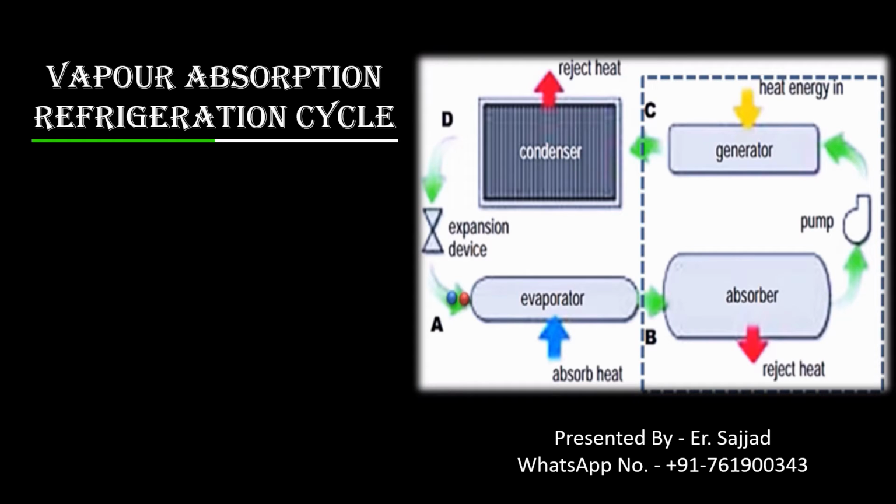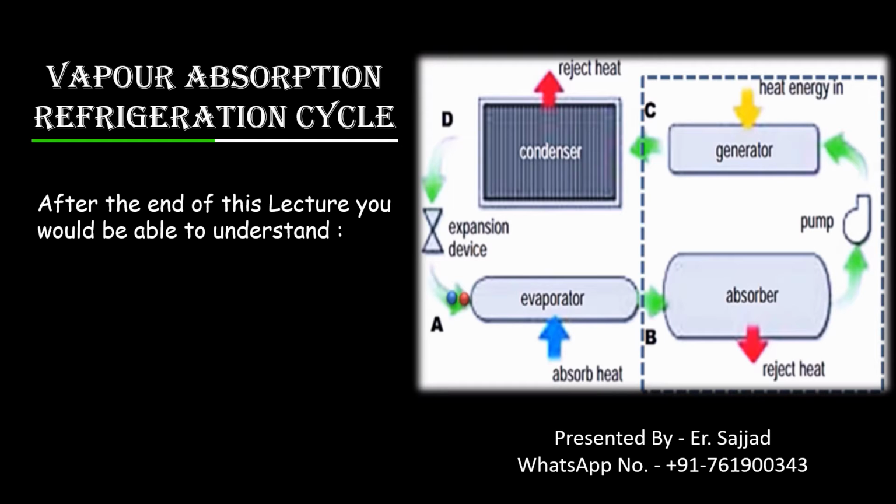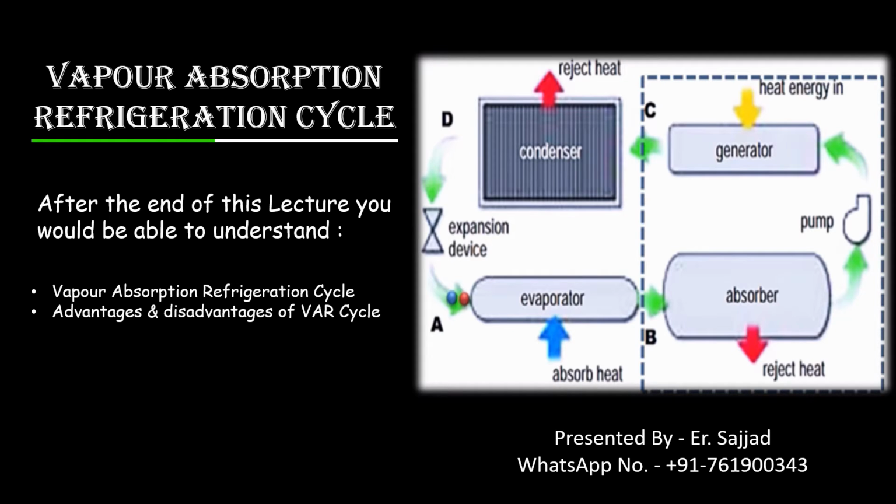So in this lecture we are going to discuss the vapor absorption refrigeration cycle. After the end of this lecture, you would be able to understand what the vapor absorption refrigeration cycle is and its working. Then we will discuss the advantages and disadvantages of the vapor absorption refrigeration cycle, in short the VAR cycle, and then the applications of the VAR cycle. So let's start.